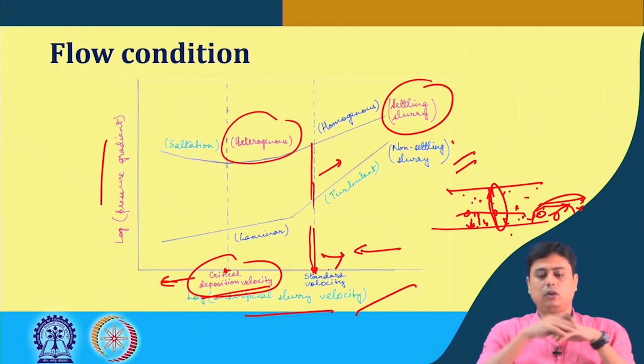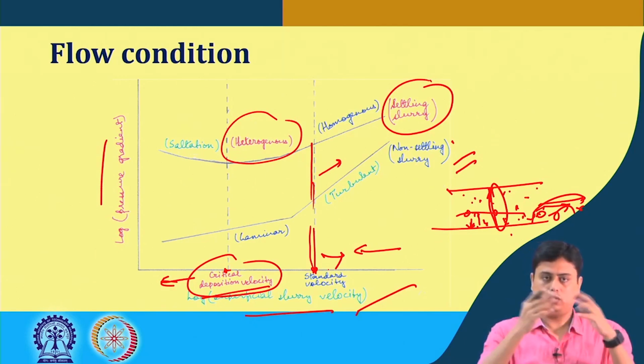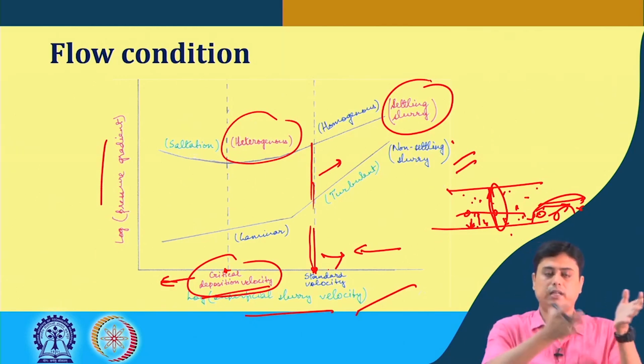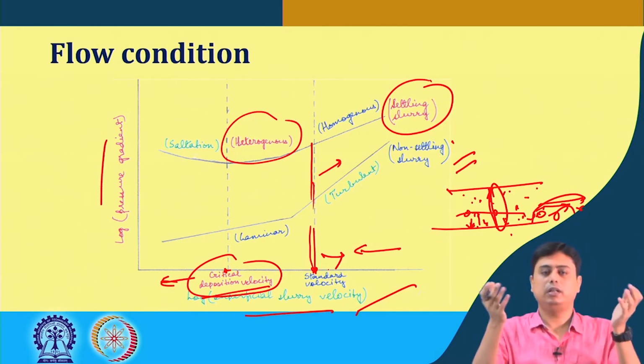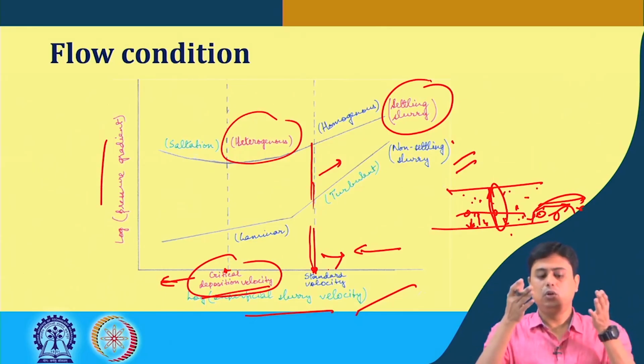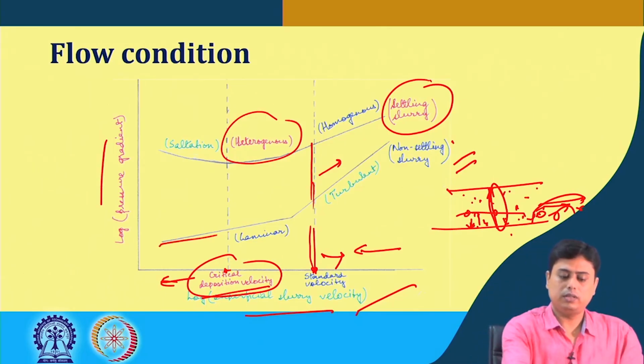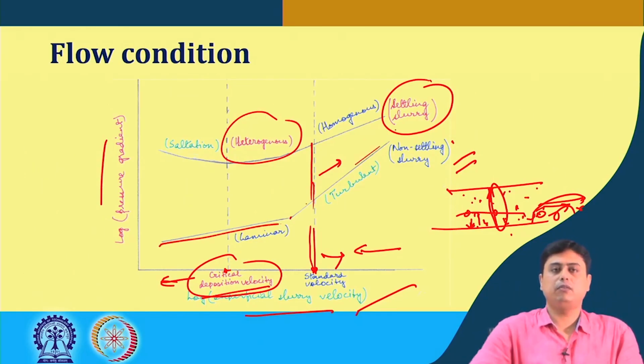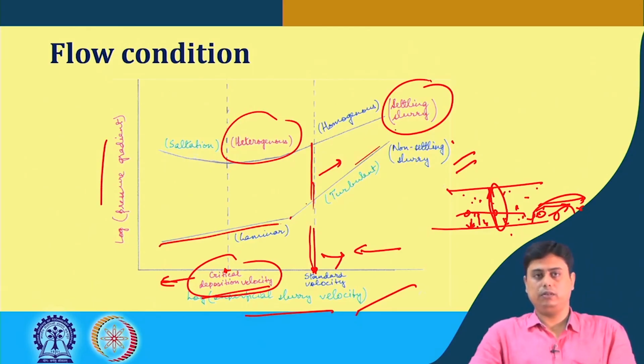In the case of non-settling slurry, there is no point in discussing any saltation regime because it is not settling. So there are two clear flow regimes we observe, one is the laminar flow and the other one is the turbulent regime.